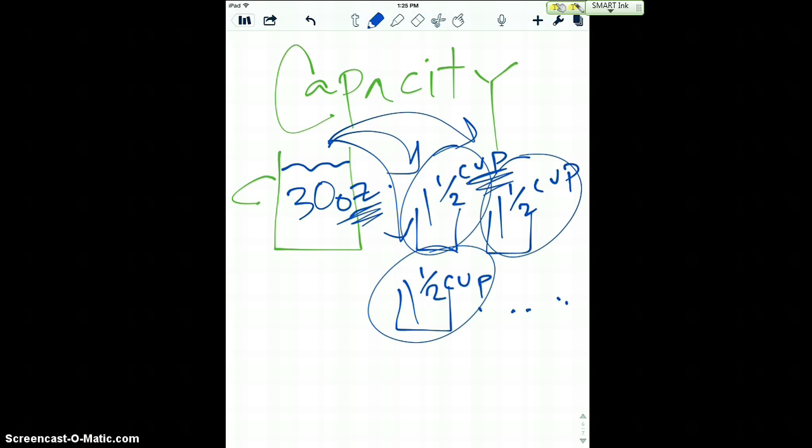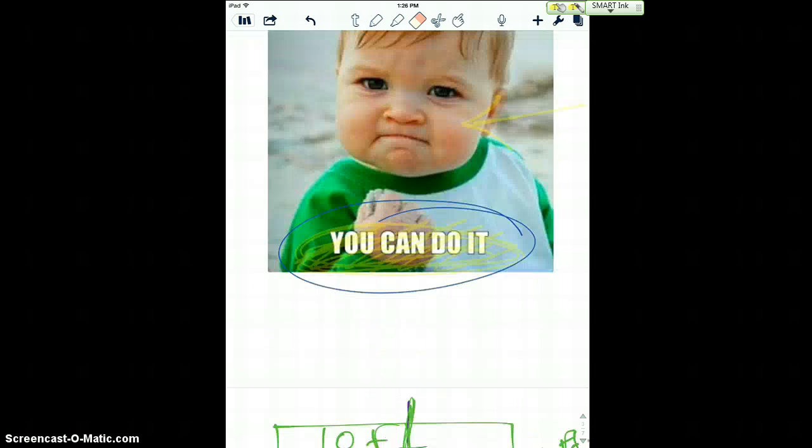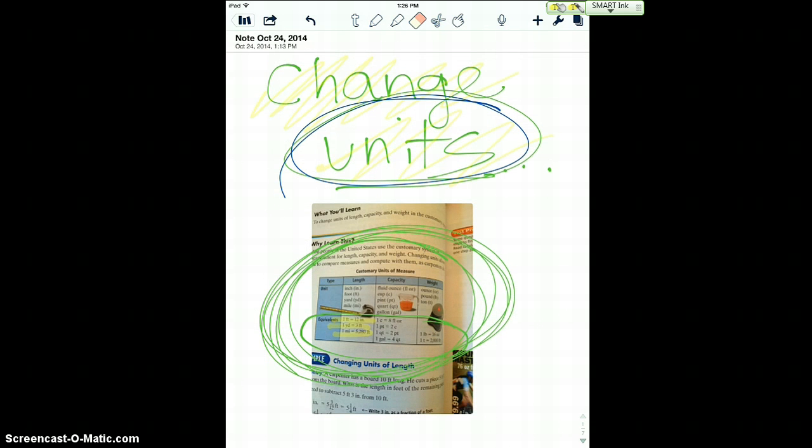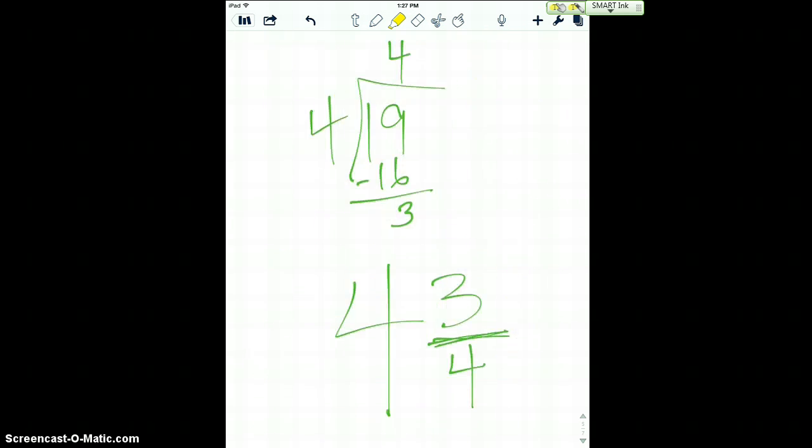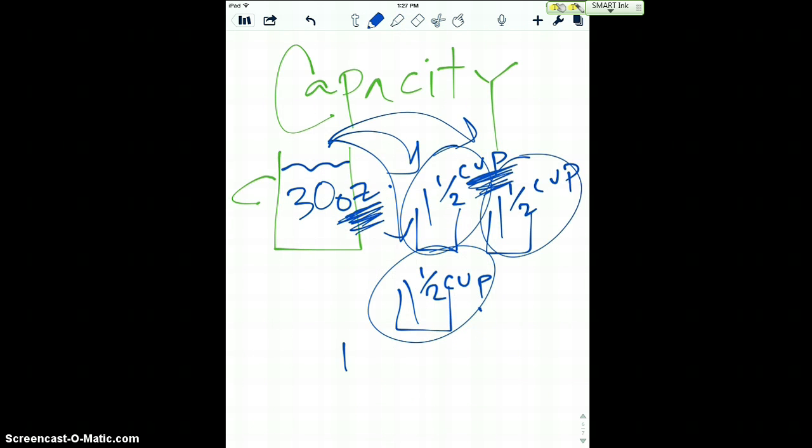So we need to look at either changing ounces into cups or changing 1.5 cups into ounces. So think about which way to go with it. Let's go ahead and look at the conversion. We need a conversion of ounces and cups. So I look in the capacity section, and I see ounces and cups on there. For every 1 cup, there are 8 ounces.